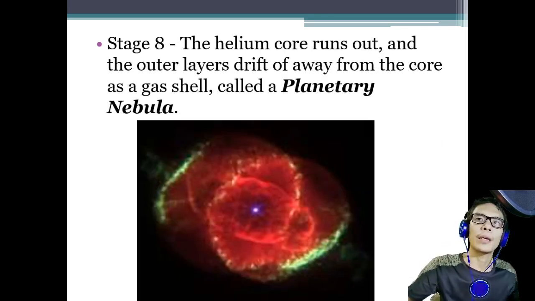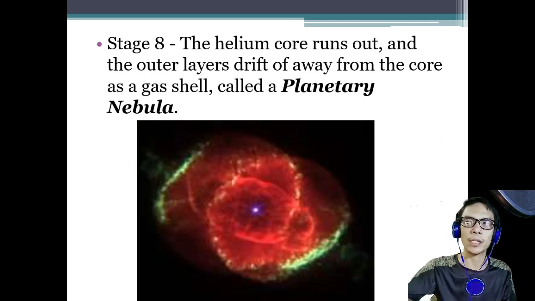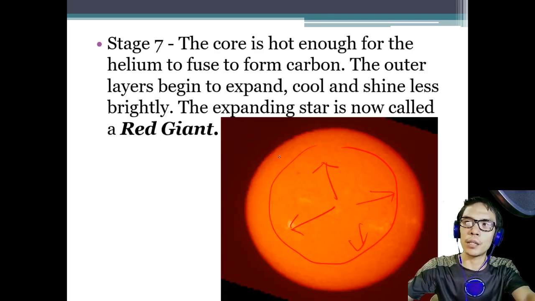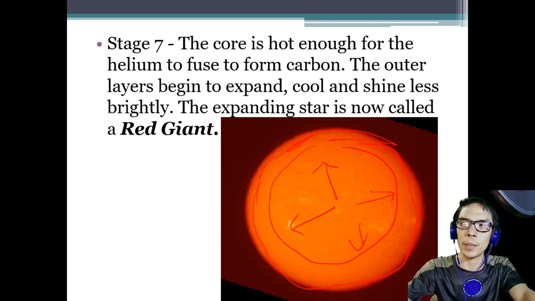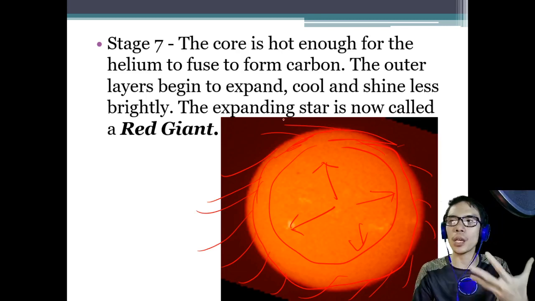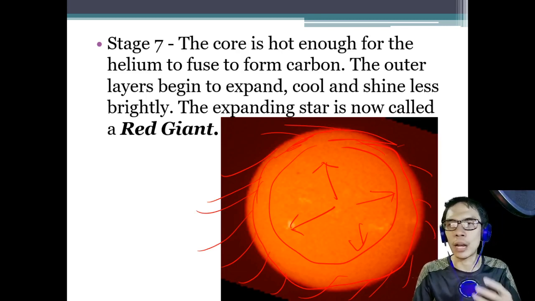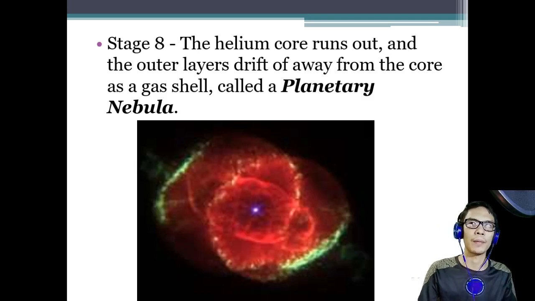Okay, next is stage 8, the helium. When the helium core runs out, the gases outside the star, the one that you see in the picture, will try to drift away from the surface. They will be emitted away from the surface of the star, thus producing a glow of light around it. We call it the planetary nebula.